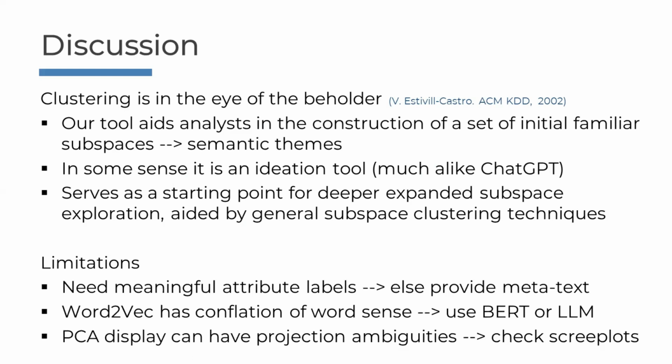And the PCA display itself, when we make the biplot, can have projection ambiguity. If there are too many meaningful dimensions in this PCA space, then clusters that appear in a biplot might not really be clusters. So you always want to check the scree plot, which shows you the importance of the principal components, and see if they really level off after 2. If they don't level off, you might want to break them up into 2 semantic subspaces. We have done this as well. Just break them up into 2, until you see that the scree plot behaves nicely.